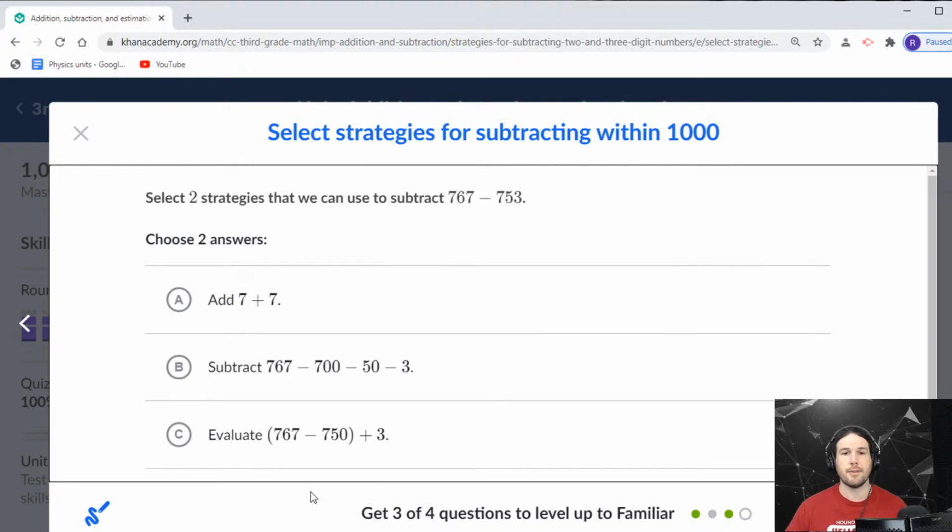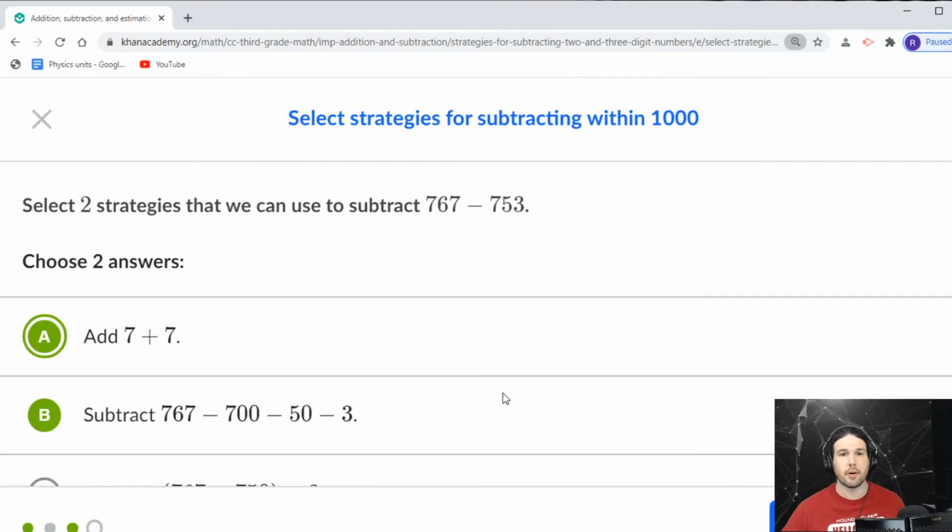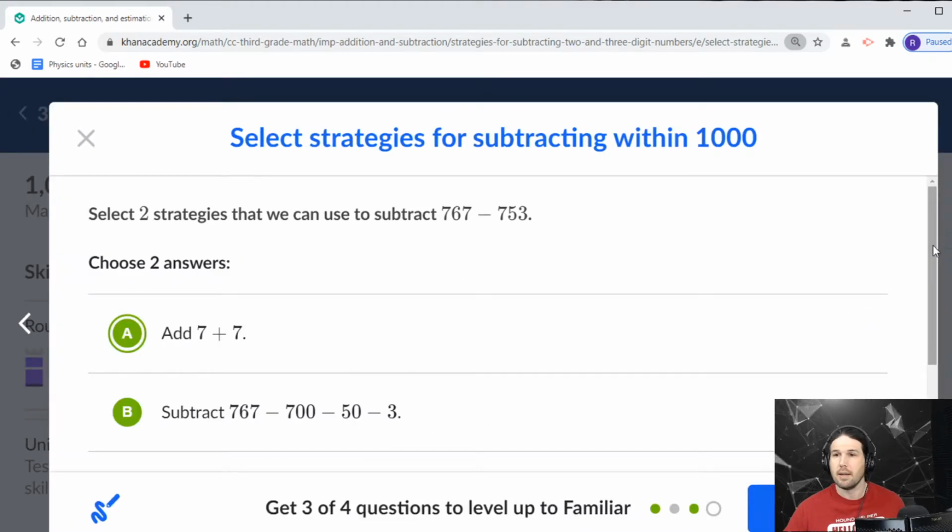$767 minus $753. So B is correct, and I do believe we do end up getting 14, yeah? 17, 14. Okay, 7 plus 7 is also correct. C is incorrect, and I actually like how C is incorrect, so let's talk about that for a second.